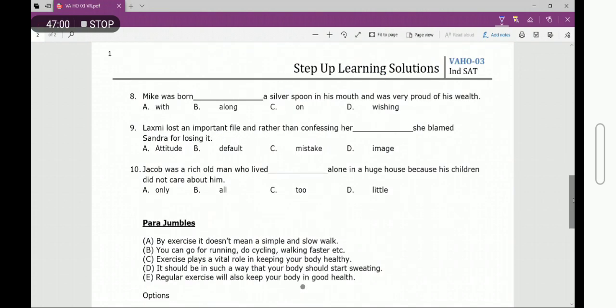Okay. So here we are saying, Mike was born dash a silver spoon. Now this is actually an idiom. Somebody is born with a silver spoon. So Mike was born with a silver spoon, along a silver spoon, on a silver spoon. It should be with. Such funny options. If a native English speaker saw these, he or she must be laughing. These are so bad. Now these are idioms, guys, that's how idioms are. You should know it, or you don't.